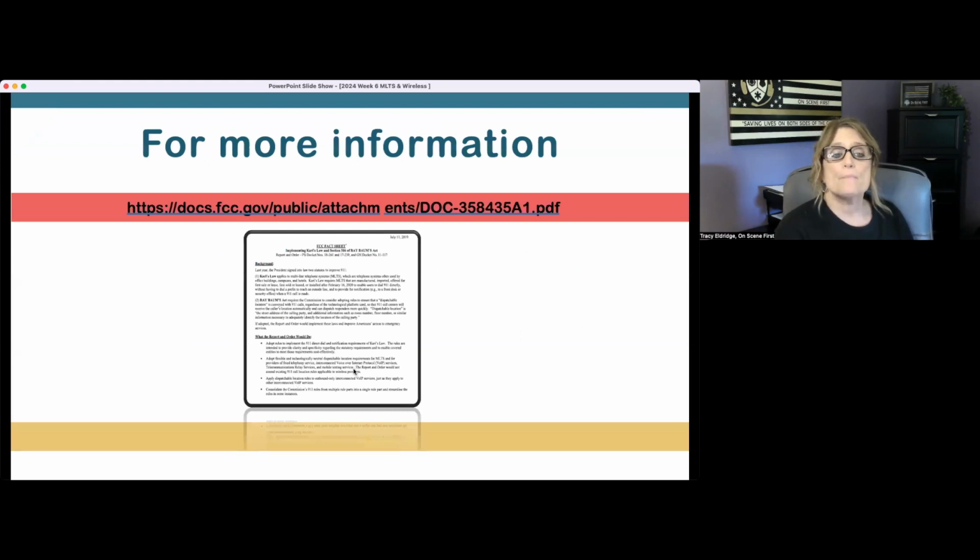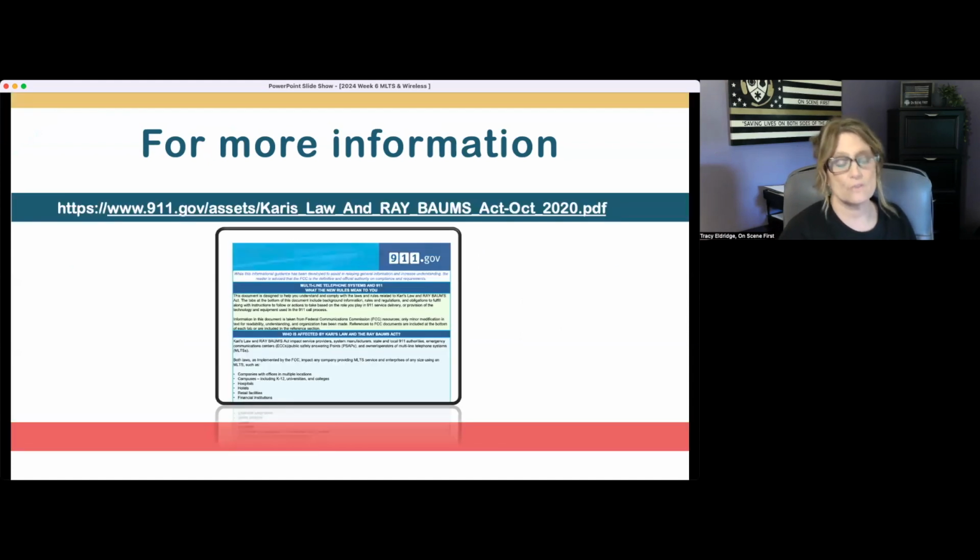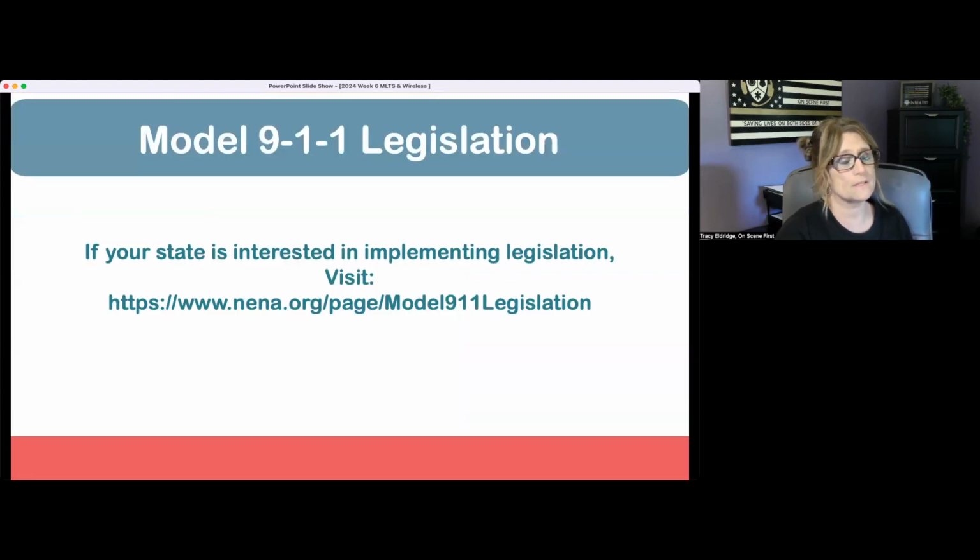Oh, it looks like I'm going to have to fix that link right there. I'll fix that before it heads out to you guys, but the manual lists this website and these two documents for more information. So I recommend at least clicking on the link when you get this and taking a look at these for information on both Kari's Law and BAUM'S Act as far as the manual goes, because some of the questions come from these additional documents.